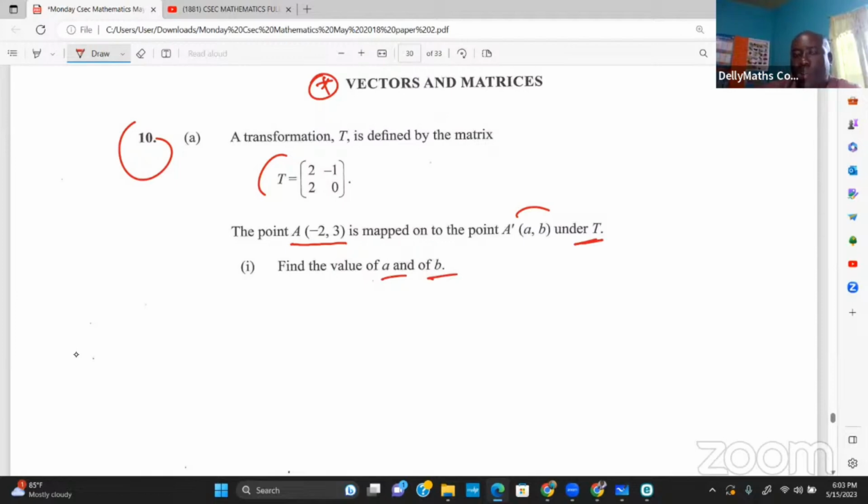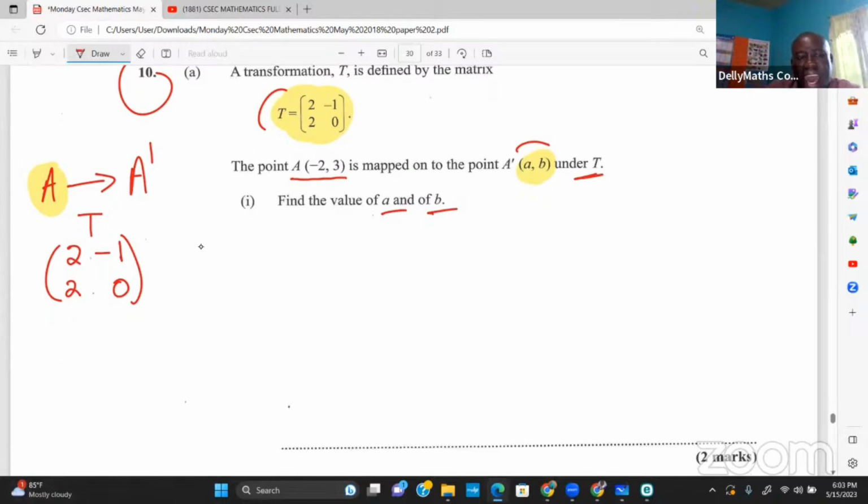All you're required to do here is simply operate on the point A with the matrix for the transformation, and whatever result you get would be that for A and B. Normally you put that transformational matrix to the left, so you'll have 2, -1, 2, 0. This is transformation T. And the point A must be here, and you're going to write it in column form.